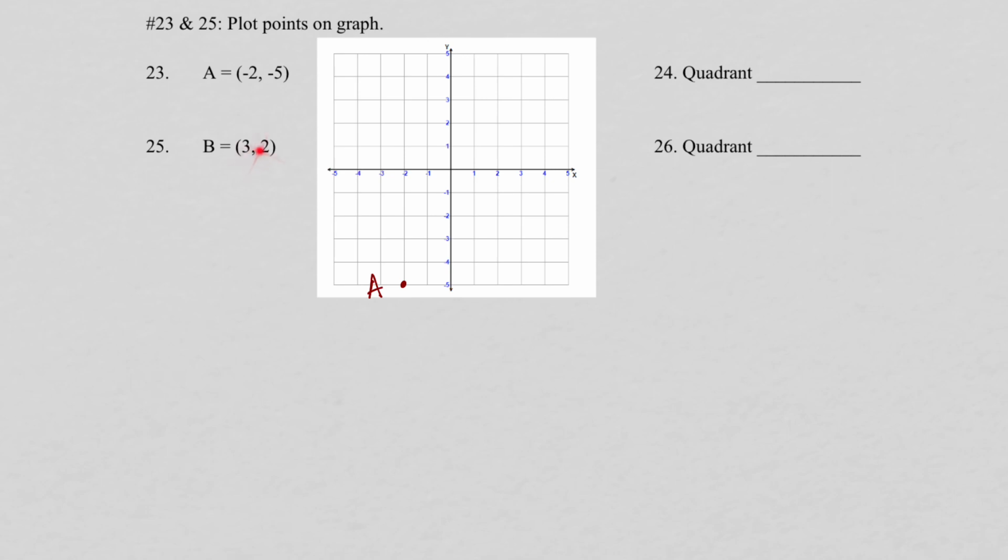Positive 3, positive 2 means positive 3 in the X and 2 in the Y, which is the point right there, and that's B. Remember that the quadrants go like this. Quadrant 1 here, then 2, then 3, then 4. It starts with 1 in the top right and then goes counterclockwise. And they're always written in Roman numerals. You have to write them in the Roman numerals. So A is in quadrant 3. B is in quadrant 1.